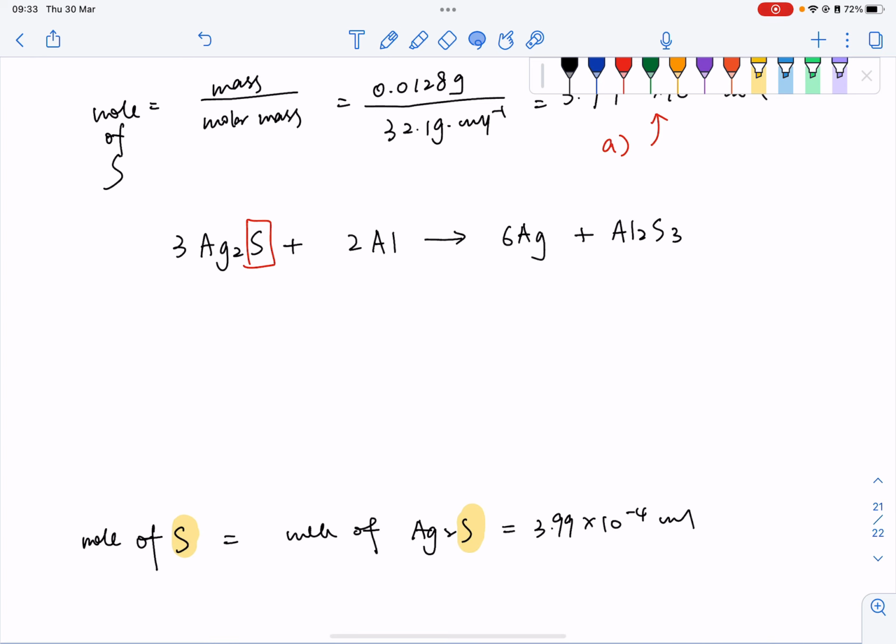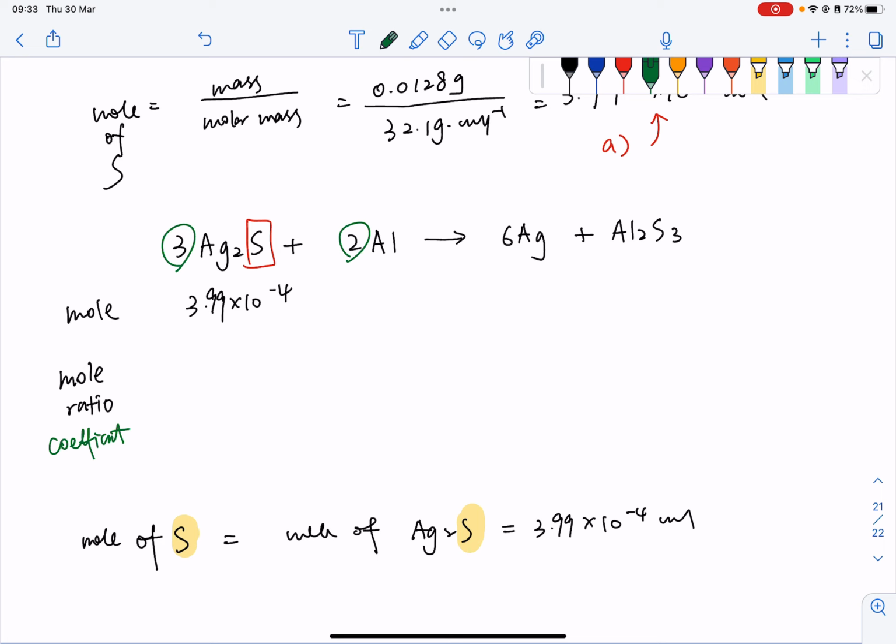So now, let's put the mole here. The question is asking about the mass of aluminum, so can we derive the mole of aluminum first? Let's write the mole ratio. The mole ratio should equal the coefficients of Ag2S and aluminum, right? So the coefficients here should be 3 to 2. And remember, if we are trying to calculate the mole, we put the unknown at the top, the known at the bottom, and now we multiply by 3.99 times 10 to the power negative 4, right?